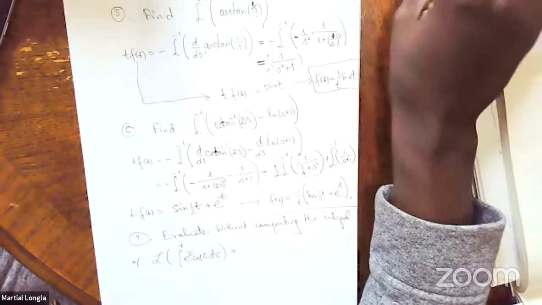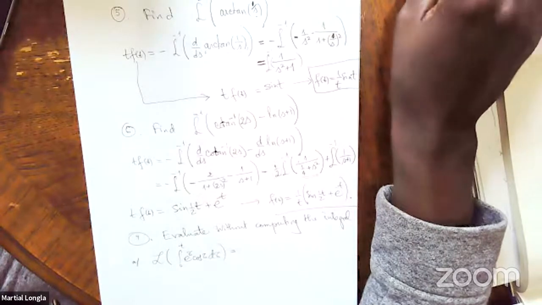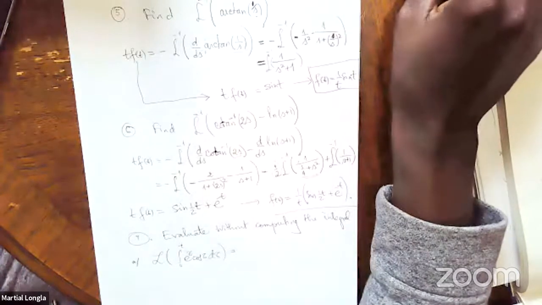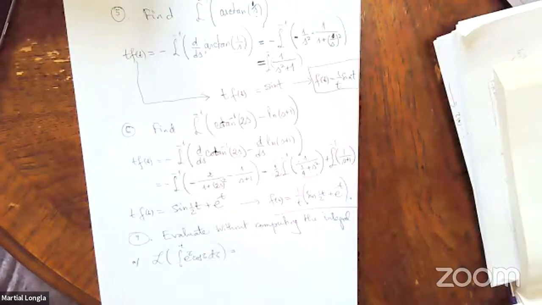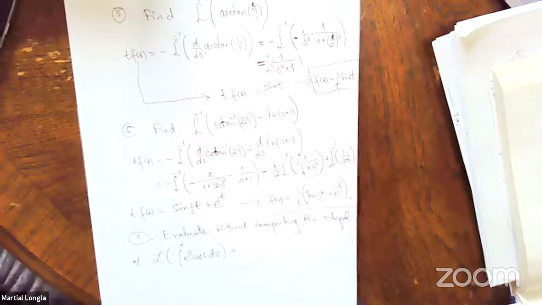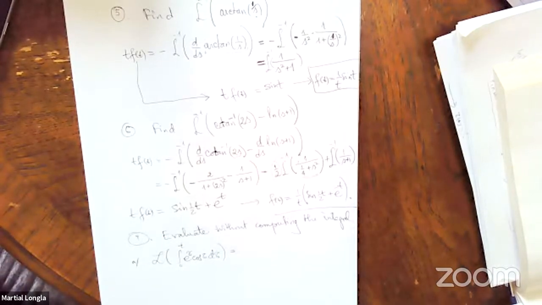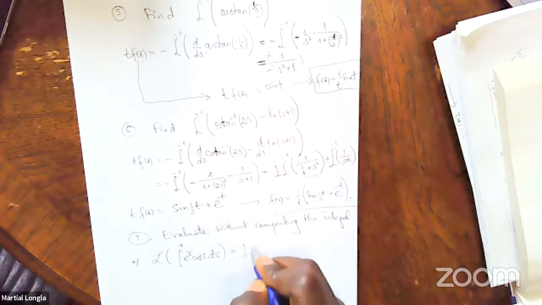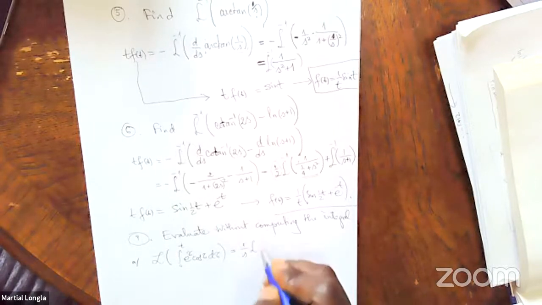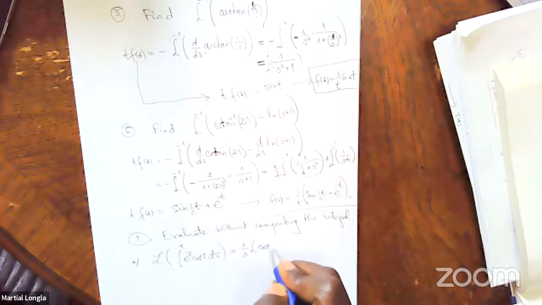Mr. Brown? Not sure. Jimmy? Isn't it 1 over s times the Laplace of cosine t, e to the t? That's correct, sir. Thank you.